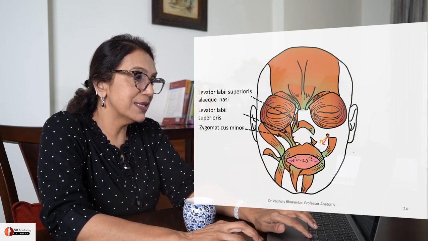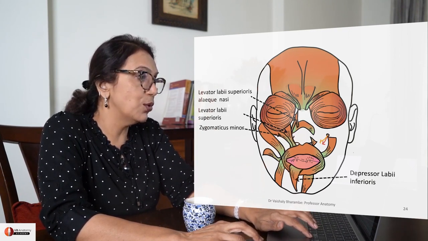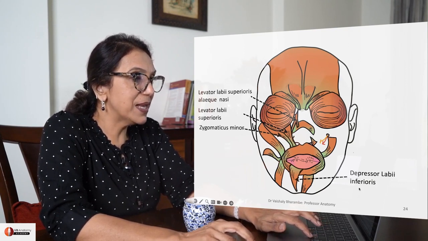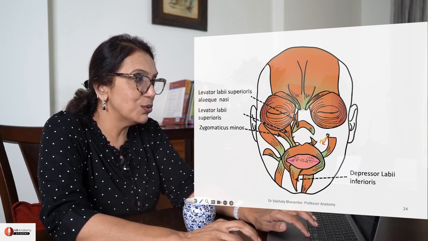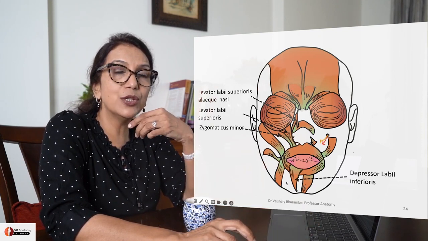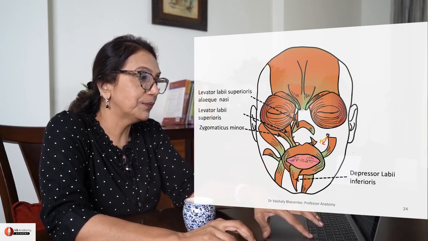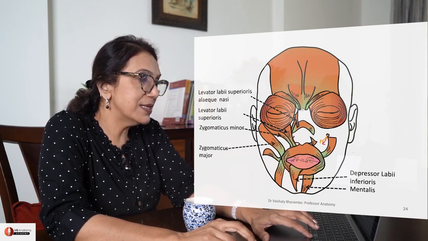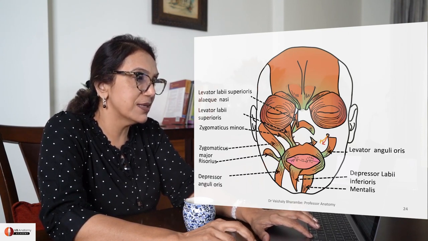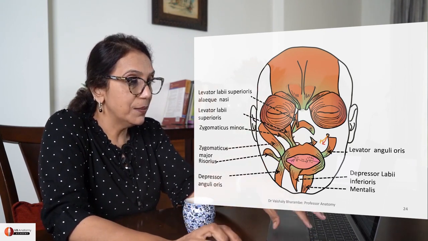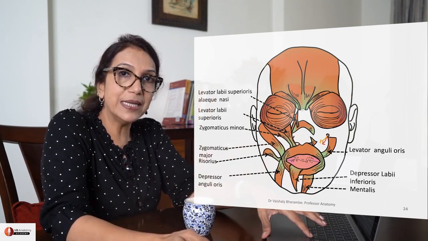You also see two muscles here, zygomaticus minor and zygomaticus major. Here you are seeing a depressor labii inferioris. So you have a levator labii superioris, and you have a depressor labii. This will depress your lip. Along with it, there is a muscle called mentalis. Now there is zygomaticus major, risorius, depressor anguli oris and levator anguli oris. A lot of muscles, I accept. But as we learn about them, you will find it quite easy, I assure you.